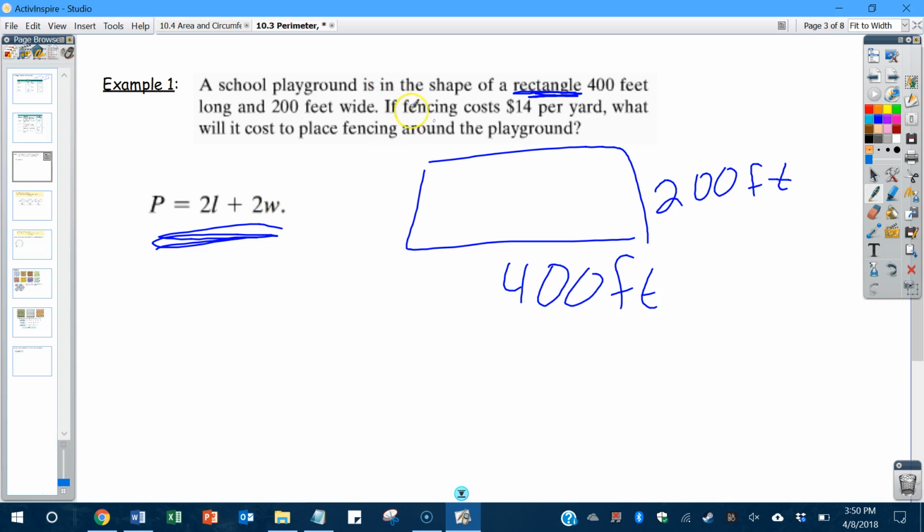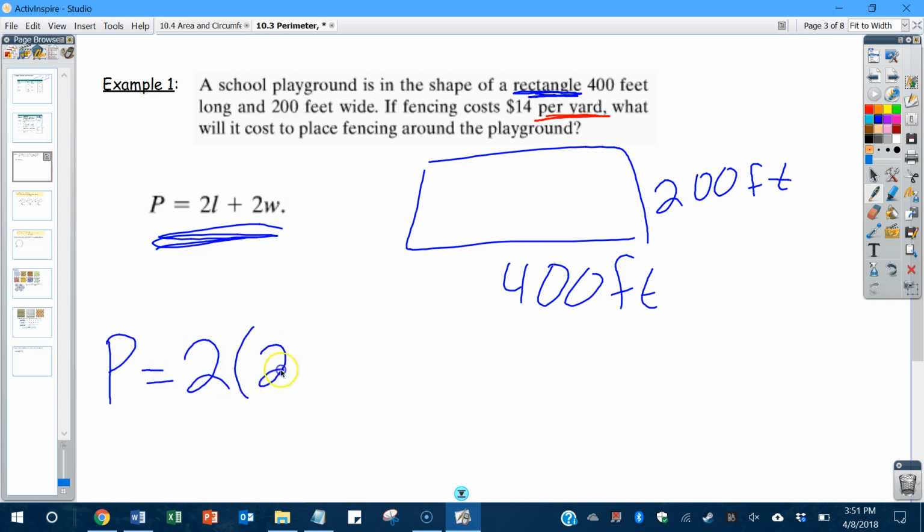Okay, so this problem says the fencing costs $14 per yard. What will it cost to put fencing around the playground? Now, before I actually do anything, I was going to note that we're dealing with per yard here, and we're working in feet, but I don't think we're going to get into trouble. We just need to do the conversion at some point. So let me do the perimeter.